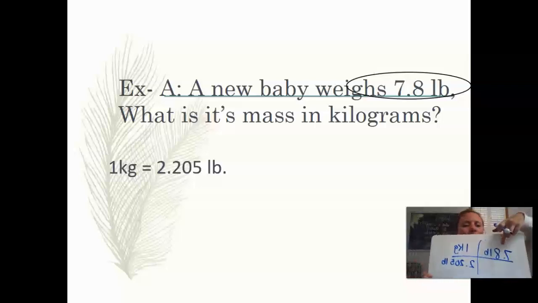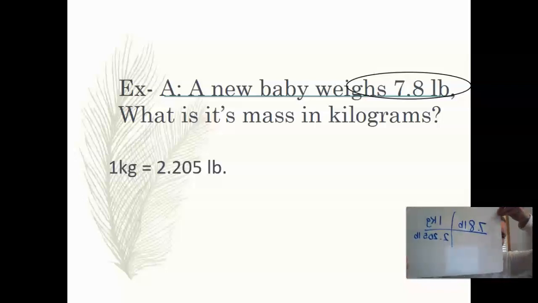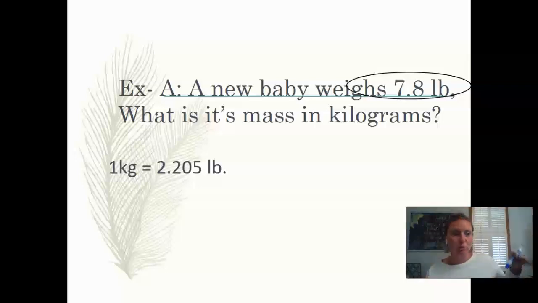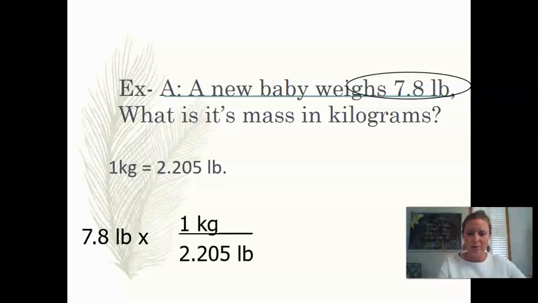So technically, what we're going to do is multiply across 7.8 times 1, and then divide it by 2.205. So this is how we're going to set things up. And you're probably like, I can do this in my head, Miss Sparks. And yeah, you're probably right, you could. So I kind of set it all up for us there. So there's our equivalent factor. I always like to cross out my original measurements, which in this case is pounds. That helps me realize, okay, I went from pounds to kilograms, and I'm saying no more pounds, and I'm now going to answer my question in kilograms.